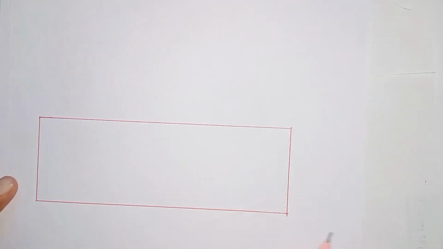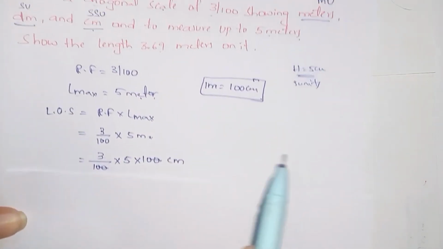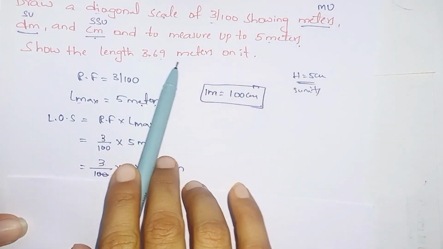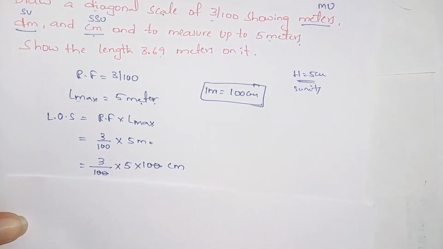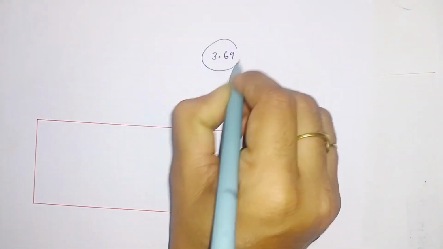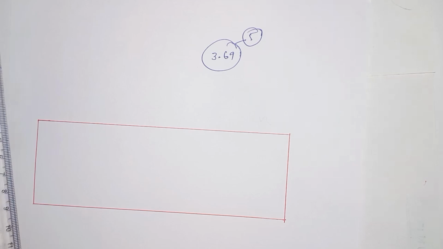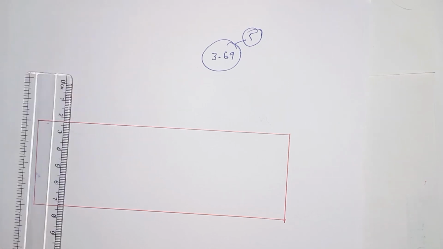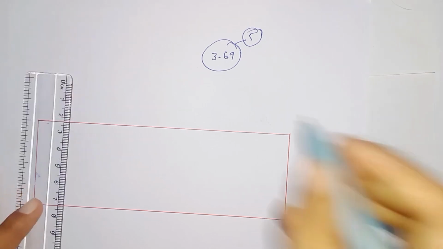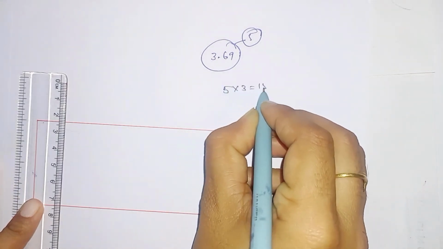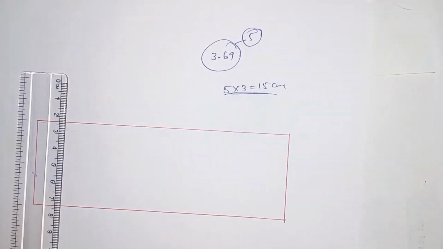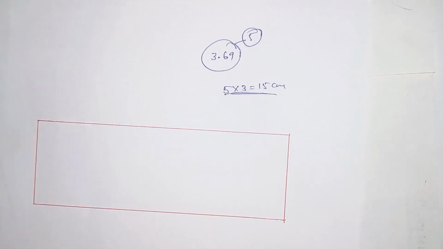Here mark the point AB. The question says to show the length of 3.6 meters on it. 3.6 means it is nearby 5 decimeters, so divide into 5 equal parts. Dividing 15 into 5 equal parts, each part carries 3 centimeters, since 5 into 3 is 15 centimeters. So you can divide directly into 3 centimeters.